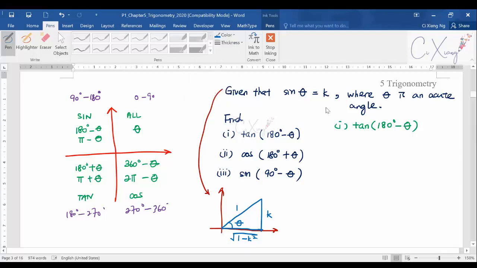Okay, then now, when they ask you for the value of tangent 180 minus theta, 180 minus theta belongs to which quadrant? So it belongs to the second quadrant.